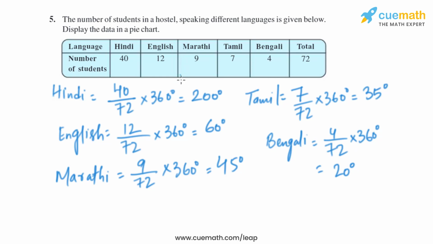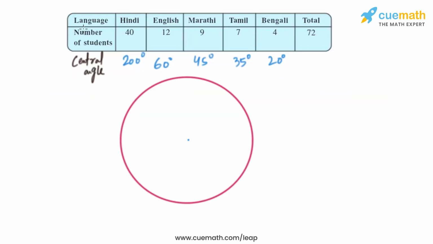Now we have the central angle for each of the languages. Now we can draw a pie chart. We will draw 200 degrees, and this is the center of the circle. Using a protractor we will draw 200 degrees, and that is for Hindi. So this is how we will draw for Hindi, which is 200 degrees.